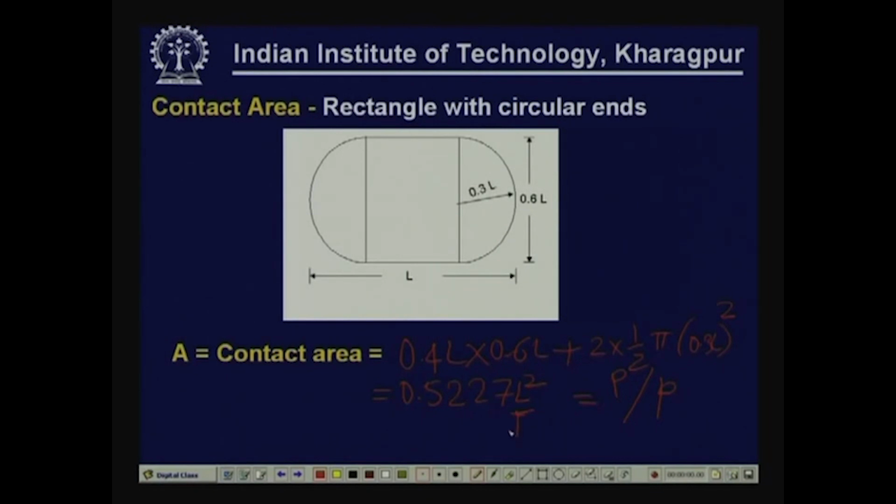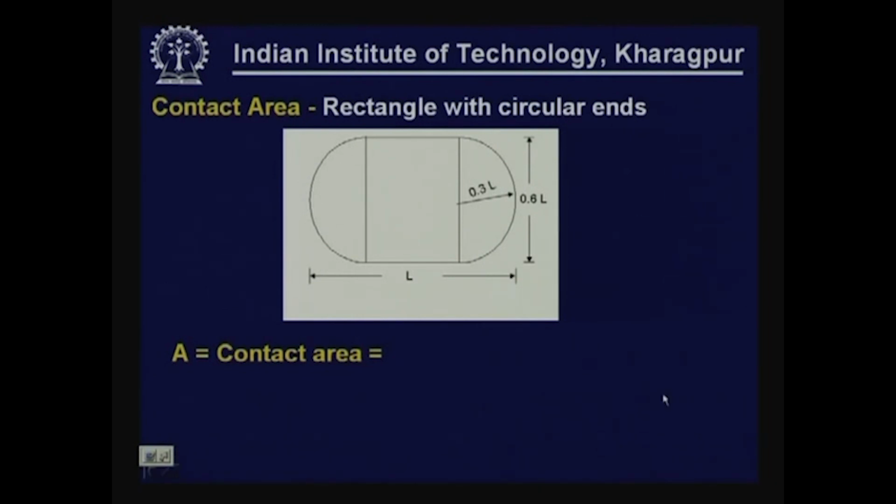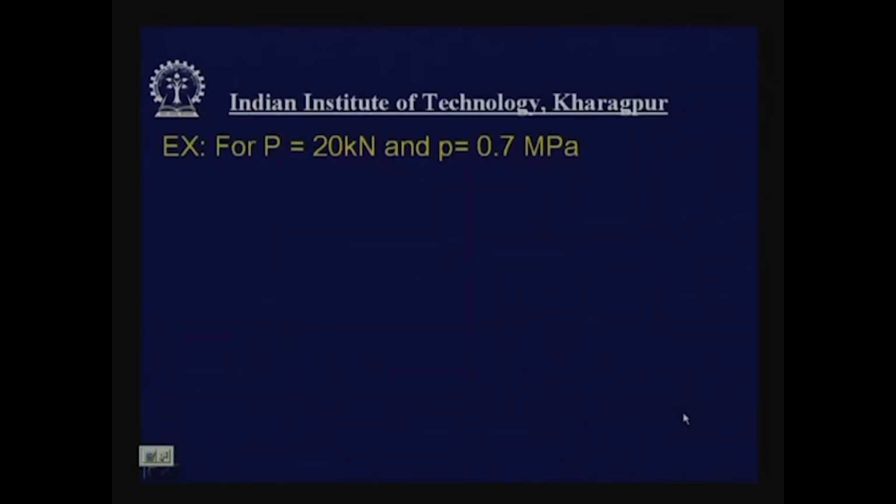So L can be worked out if you know the load that we are referring to and the pressure that we assumed. Once we have L, we can draw this diagram. Let us take an example of whether we can draw this diagram for given data of P equal to 20 kilonewton and tire pressure of 0.7 MPa.